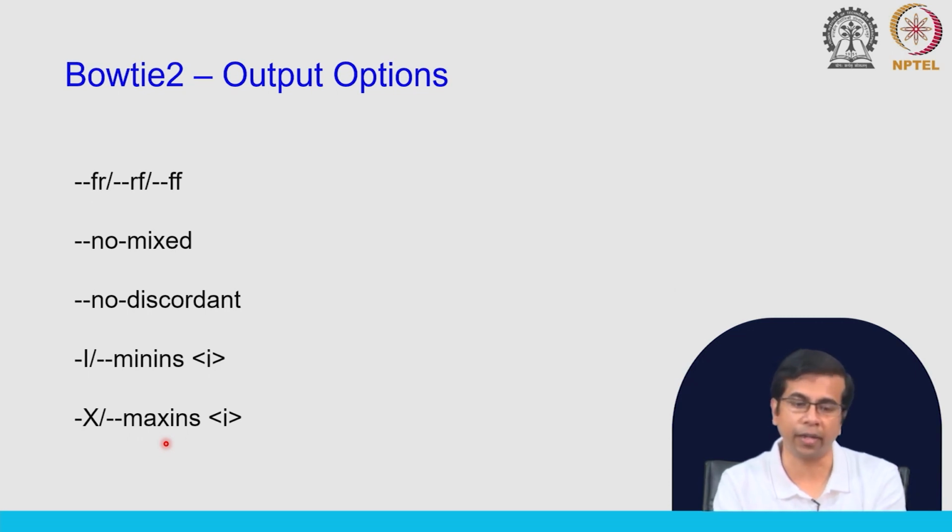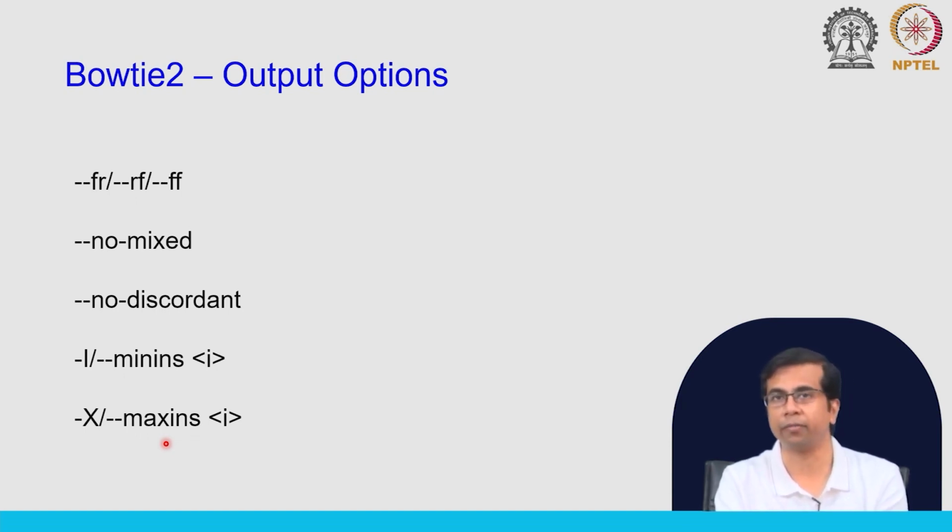This is valid for Illumina data when you are dealing with paired end data. So, these options mostly apply to paired end data, not single end data. You also have this no mixed option. This leaves out a certain type of alignment which you may not require. You might say we do not require that kind of alignment.